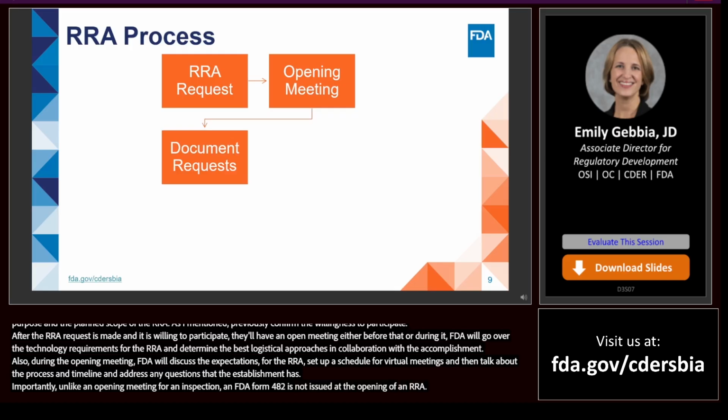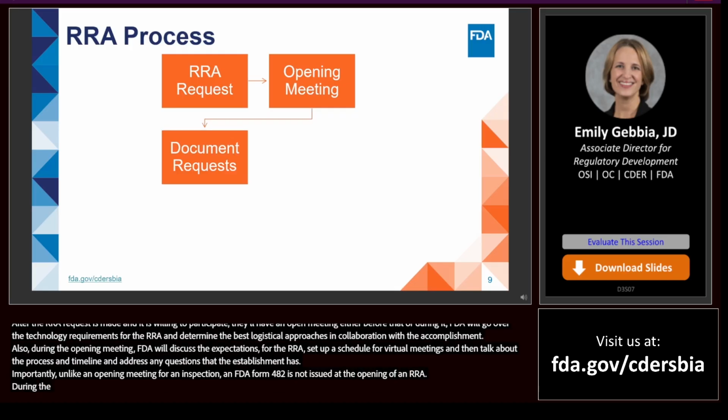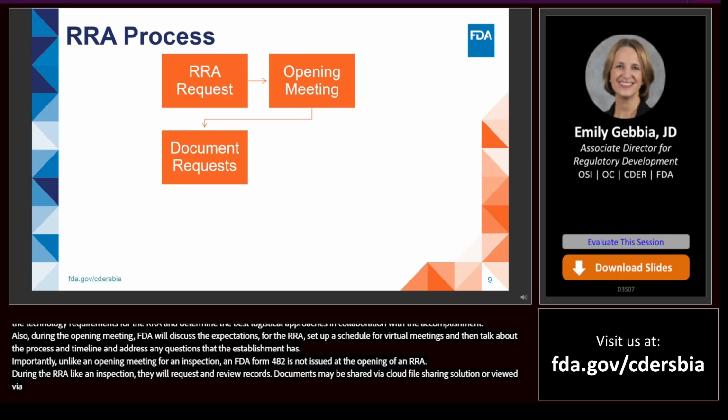During the RRA, just like during an inspection, FDA will request and review records and other information. Your documents may be shared via a cloud file sharing solution or viewed via screen sharing or live stream video. That'll be worked out between the investigator or inspector and the entity.